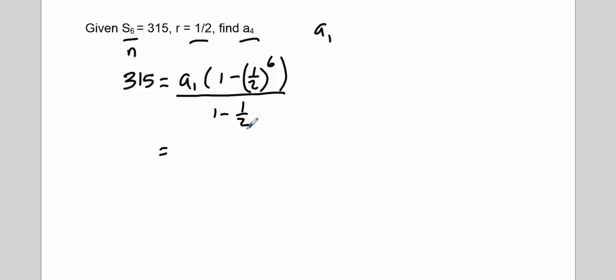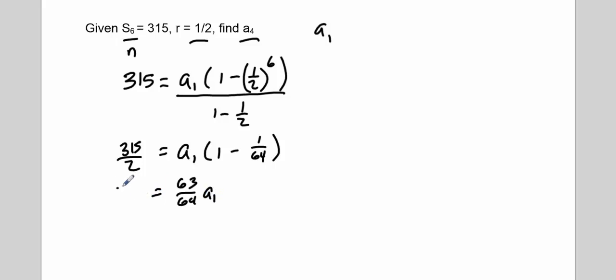So I have a half on the bottom. I'll multiply that to the other side. So this is 315 over 2 is equal to the first term times 1 minus, that's 1 over 64. So this is 63 over 64 times that first term is equal to 315 over 2. And the first term ends up equaling, I think that's 160. All right.